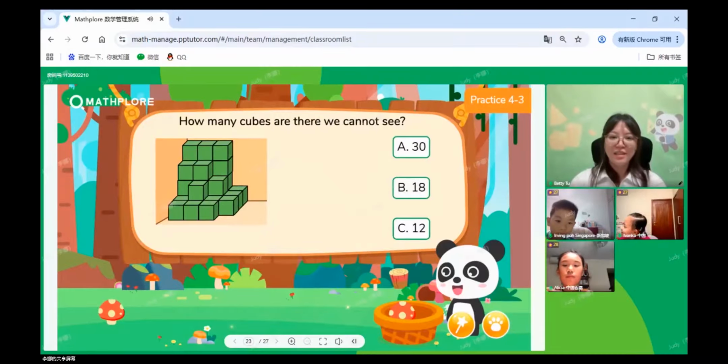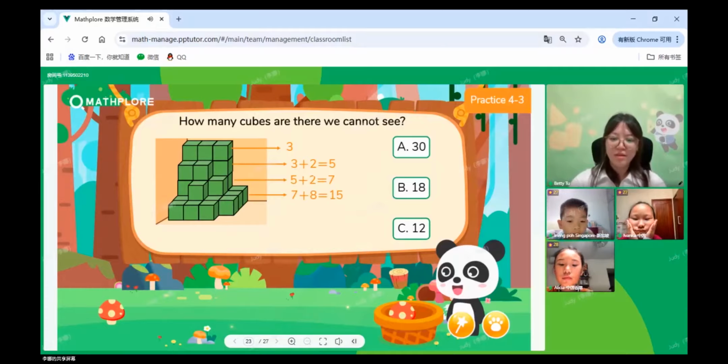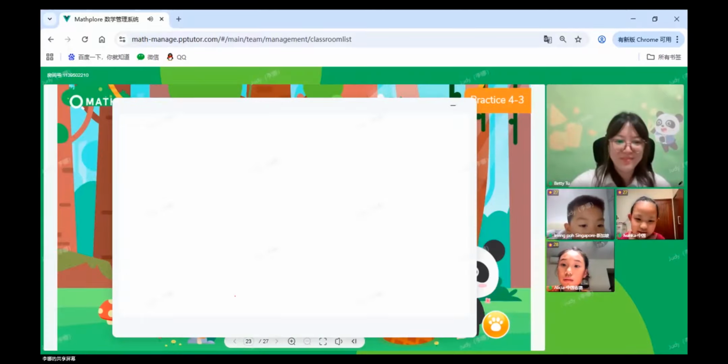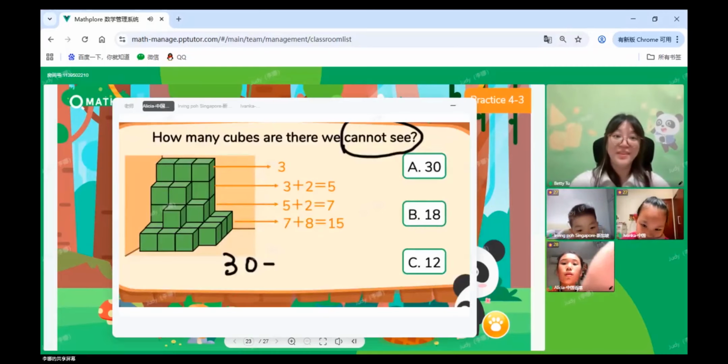Now let's take a look. How many cubes are there that we cannot see? First, we still find the total number, which is 30, okay? And then what should we do? We need to minus the visible cubes, right? Then it will be the cubes that we cannot see. So how many visible cubes are there? There are 18. Good.